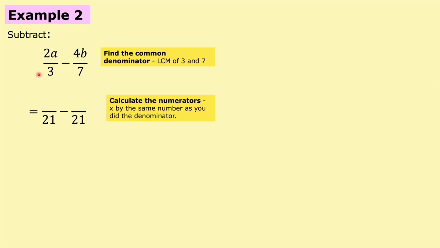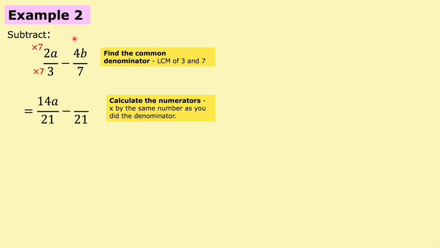We now need to calculate the numerators. So we're going to multiply this by the same number that you have multiplied the denominator. So how have we changed this 3 to become 21? Well, we've timesed it by 7. So whatever you do to the bottom, you have to do to the top. So 2a times 7 is 14a. So 2 times 7 is 14, and we've got an a term there.